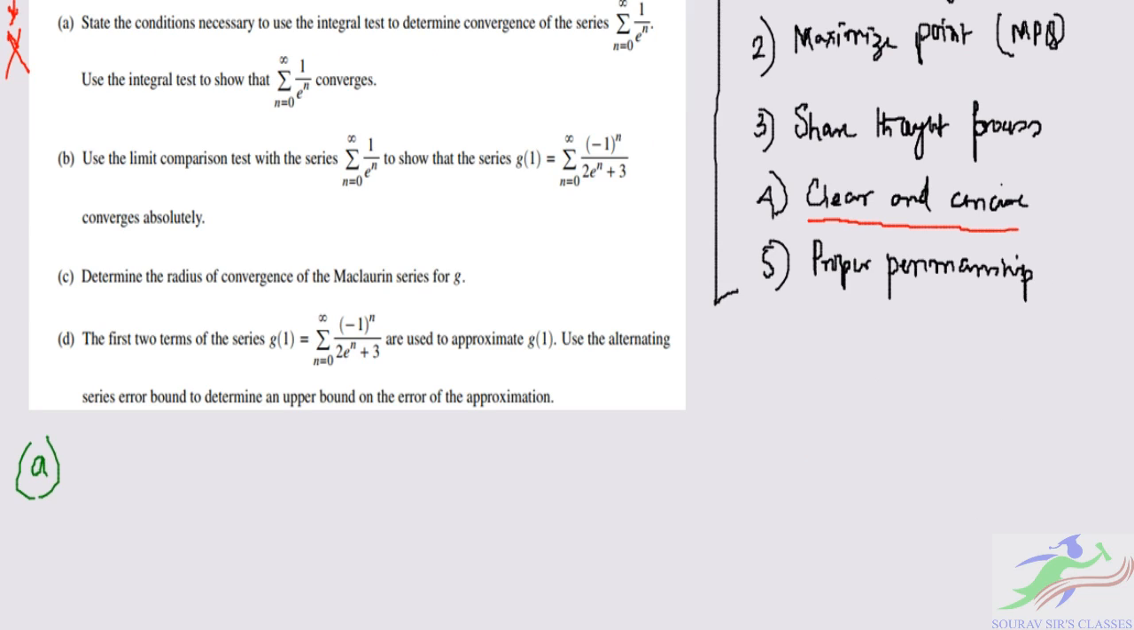It is given: state the conditions necessary to use the integral test to determine convergence of the series, that is, the summation from n equals 0 to infinity of 1 over e to the power n. Use the integral test to show that this series converges. Here you can say that e to the power minus x is positive, right?